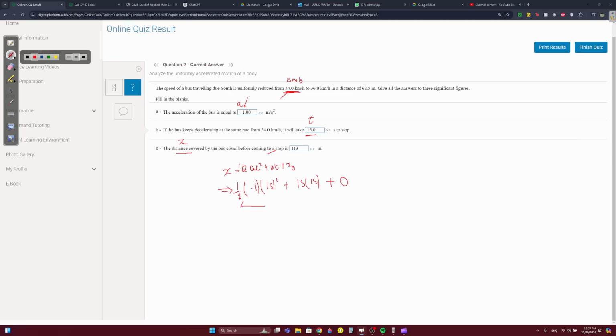Okay, so you're gonna get minus 112.5 plus 225. Oh no, this is 225 minus 112.5. Sorry. If you do this on a calculator, you're gonna get 112.5. They said 3 significant figures, so you can change it to 113.